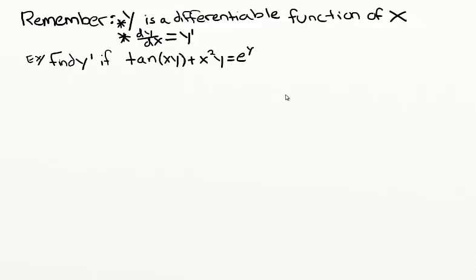This video is going to be on implicit differentiation, and I have two things to remember up here. First, when you're doing implicit differentiation, you need to treat y as a differentiable function of x. So that means when we take the derivative of y, we're going to need to use the chain rule because y is actually a function. The second is that dy dx is equivalent to y prime.